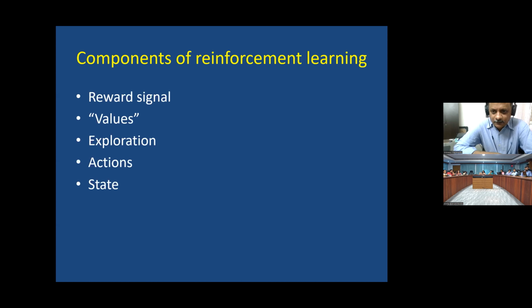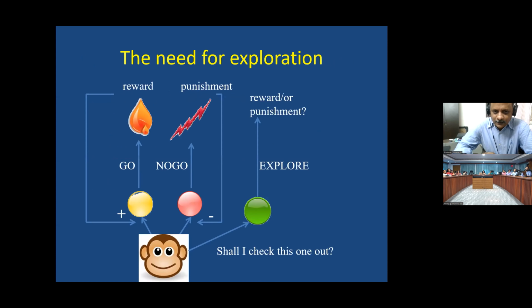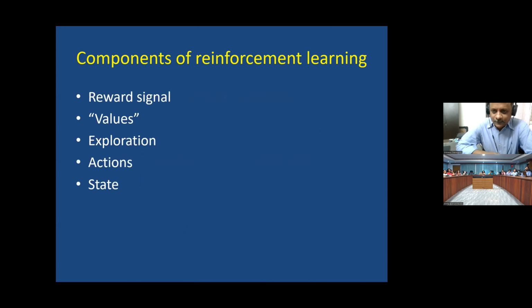So what we need for a reinforcement learning system is, first, there must be a reward signal. In the case of basal ganglia, that's the SNc dopamine signal. Then there are the weightages the animal is learning. So it understands that yellow has high weightage and red has low weightage. These weightages are called values in reinforcement learning, for want of a better term. It's a very simple term, but it can be confusing, because it has a very general connotation.